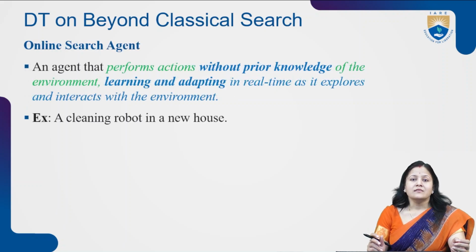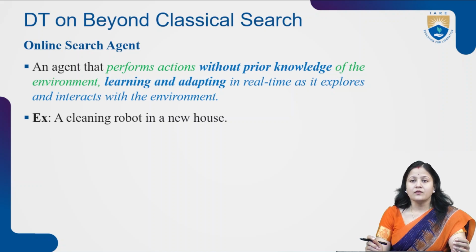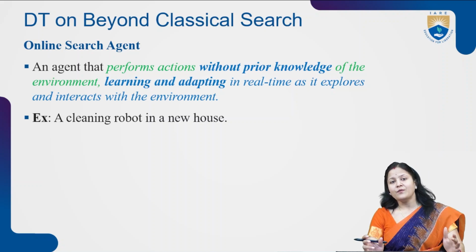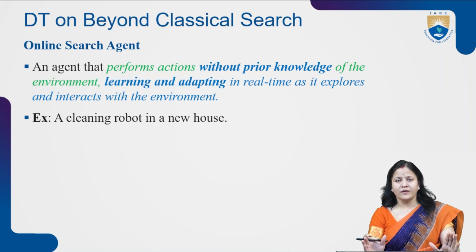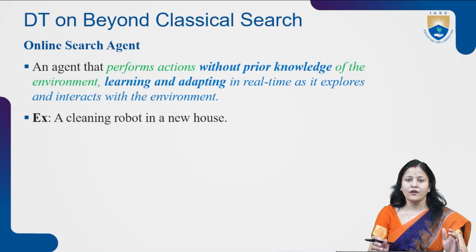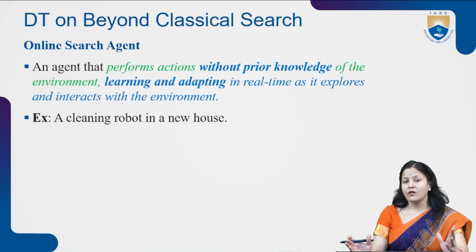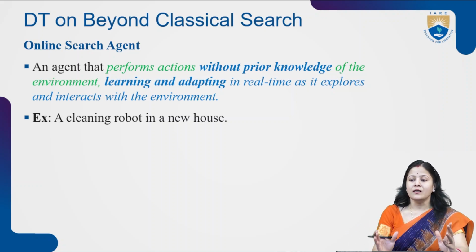Next one is the online search agent. An online search agent performs actions without prior knowledge of the environment, learning and adapting in real time as it explores and interacts with the environment. Why is the name called online and offline? Online means the agent does not have complete information about the environment. That is why it is called an online environment. So if the agent works in an online environment, then the agent has to learn, explore, and adapt to the situation to interact with the environment.